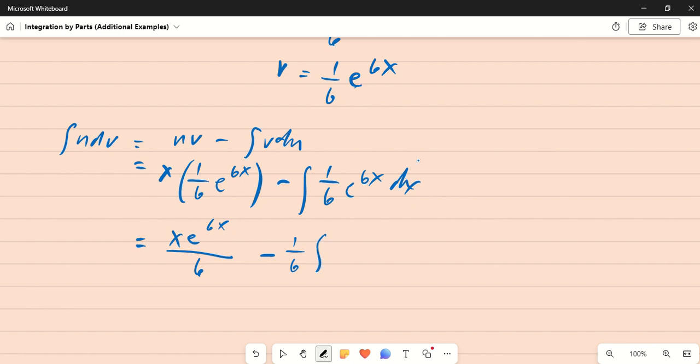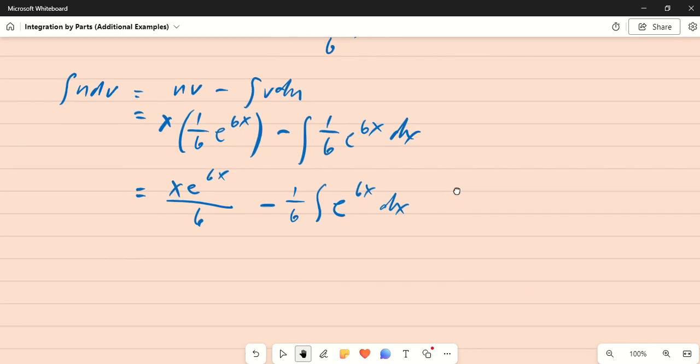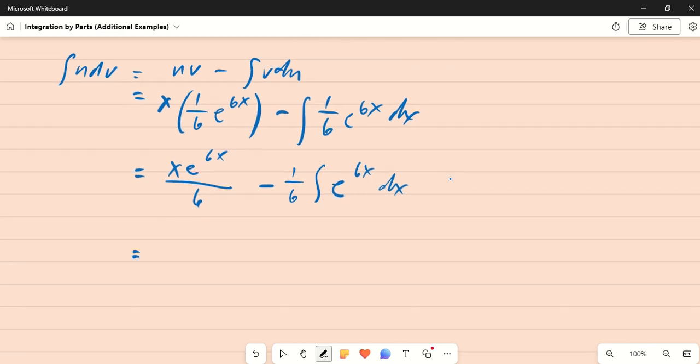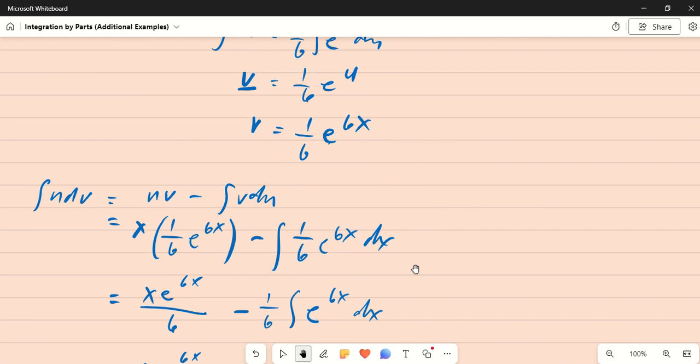e raised to 6x dx. Okay, then after that, we simplify it further. We'll be having x e raised to 6x all over 6 minus 1 over 6 times the integral of e raised to 6x dx. We were able to solve that here in this part of our solution.